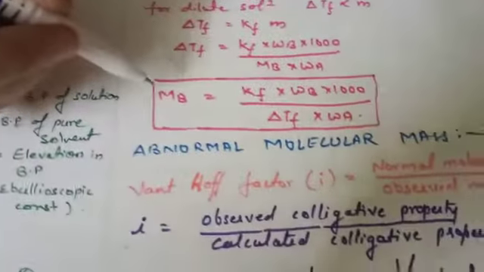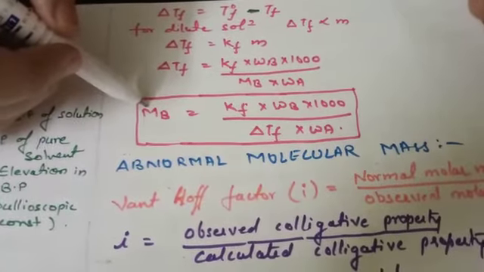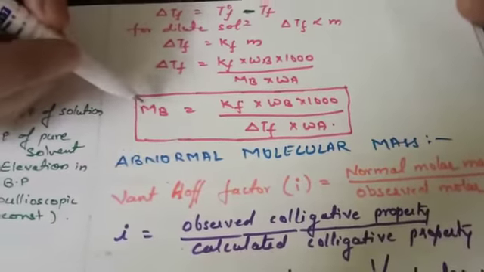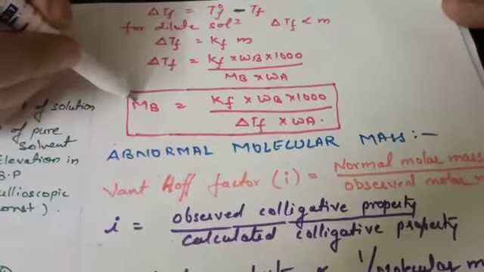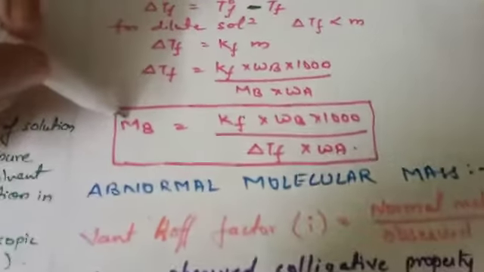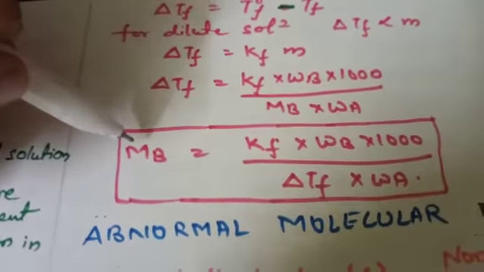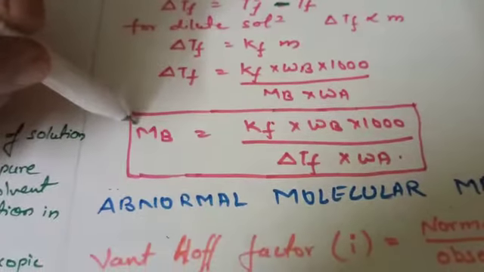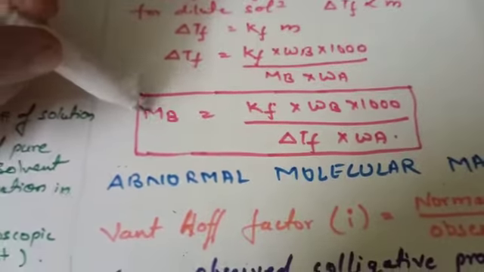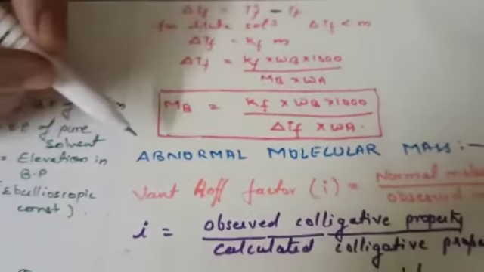There are lots of applications of depression in freezing point as well as elevation in boiling point in our day-to-day life. One of the examples is that in the polar region during winter season, the snow gets deposited at the roadside, and it is cleared by spraying salt over it, because the freezing point of salt solution is less than 0 degrees centigrade, hence the road gets clear. Coming to the next topic, that is abnormal molecular mass.